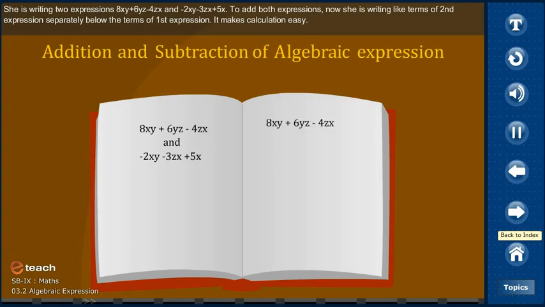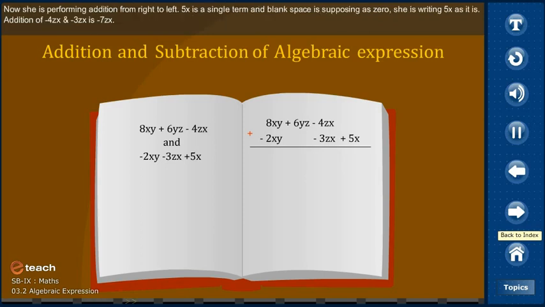To add both expressions, now she is writing like terms of the second expression separately below the terms of the first expression. It makes calculation very easy. Now she is performing addition from right to left. 5x is a single term and the blank space is supposed as 0. She is writing 5x as it is.